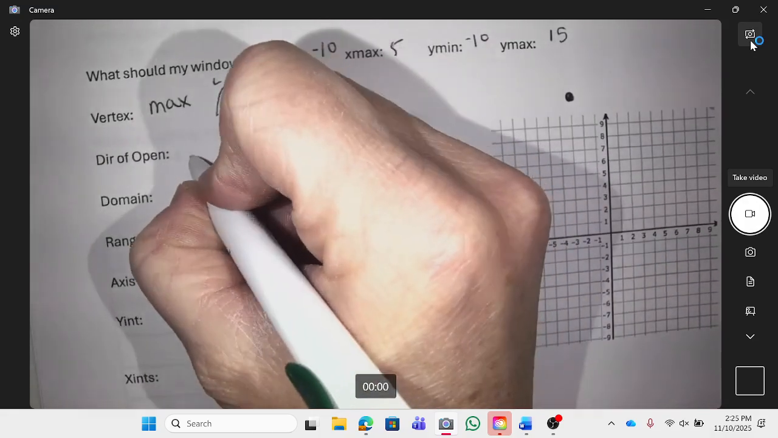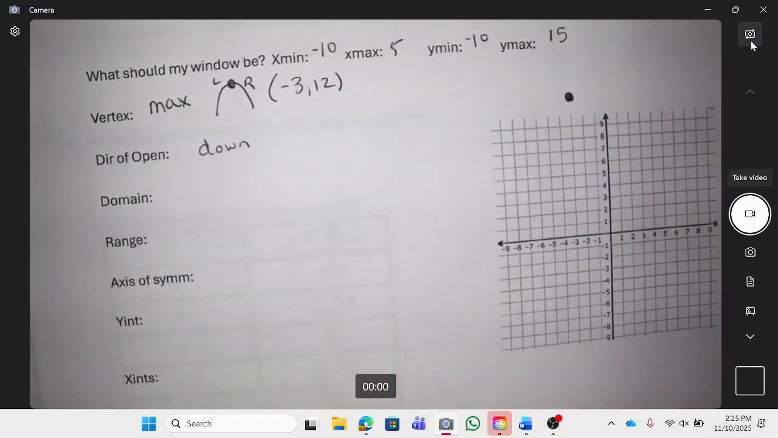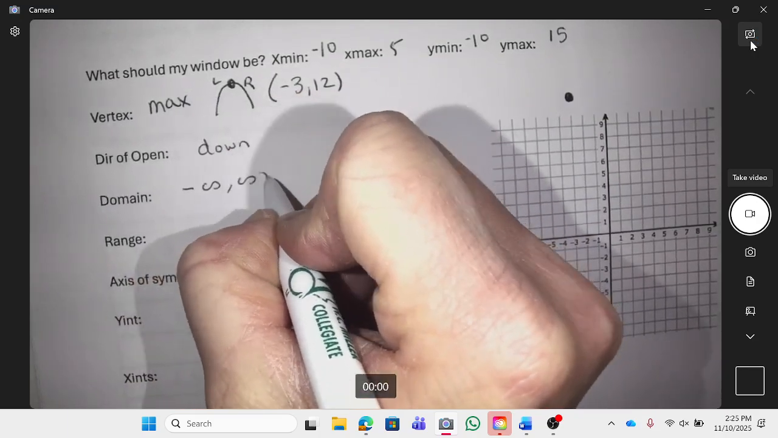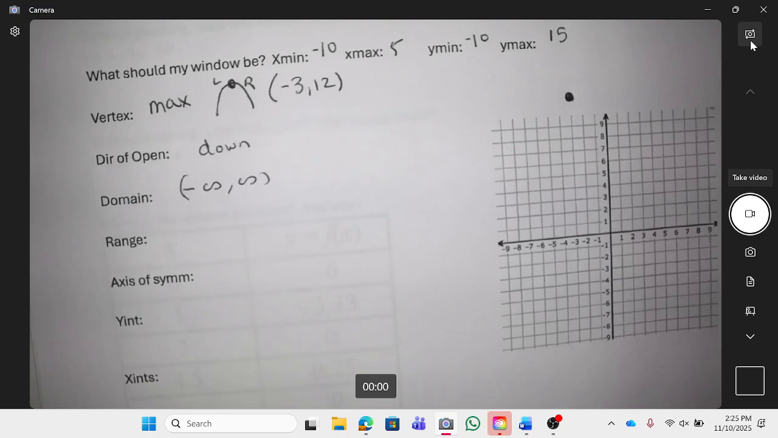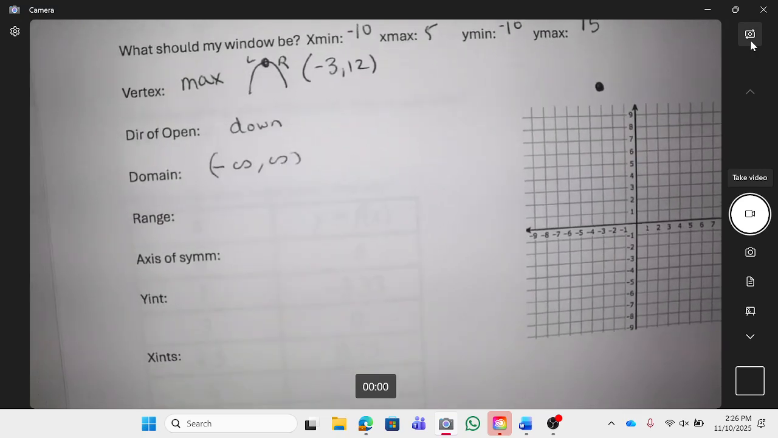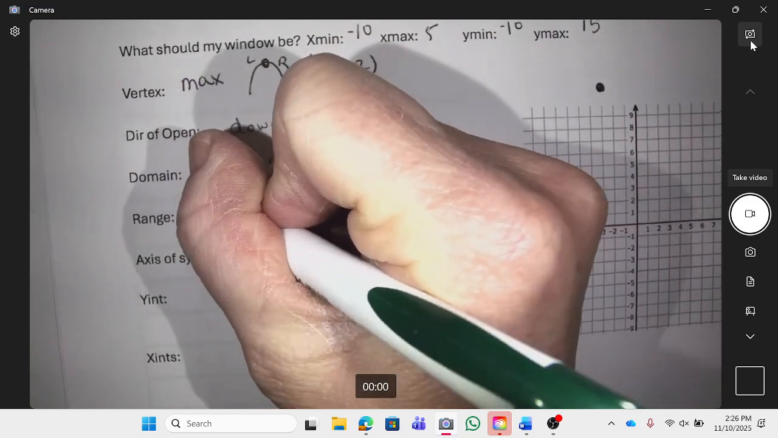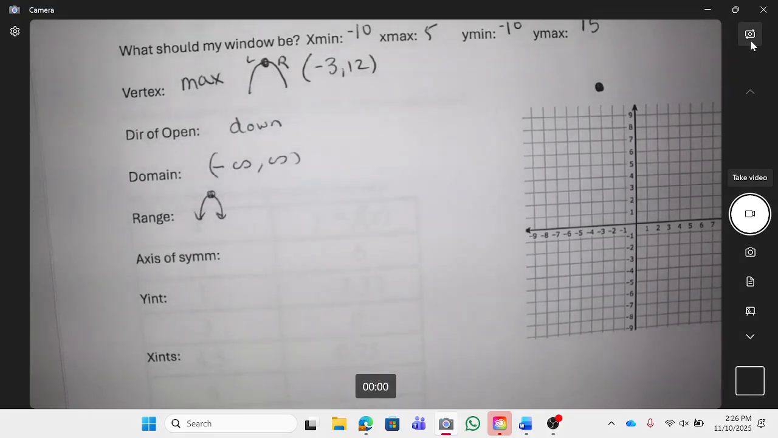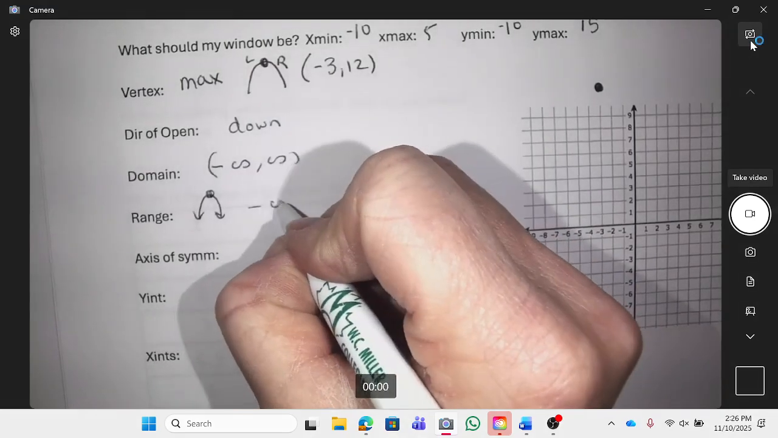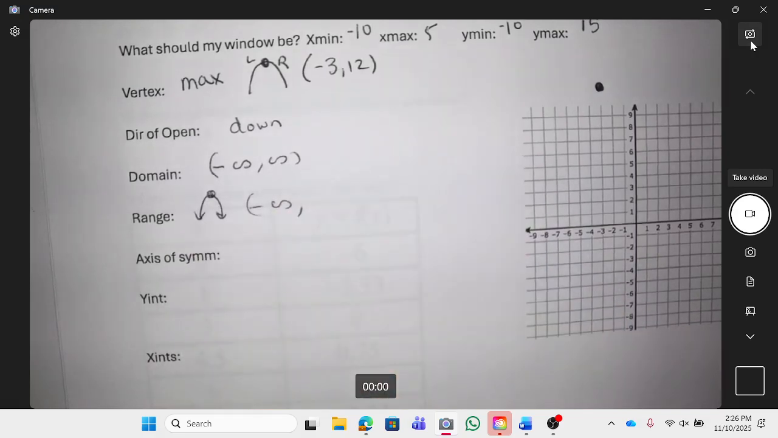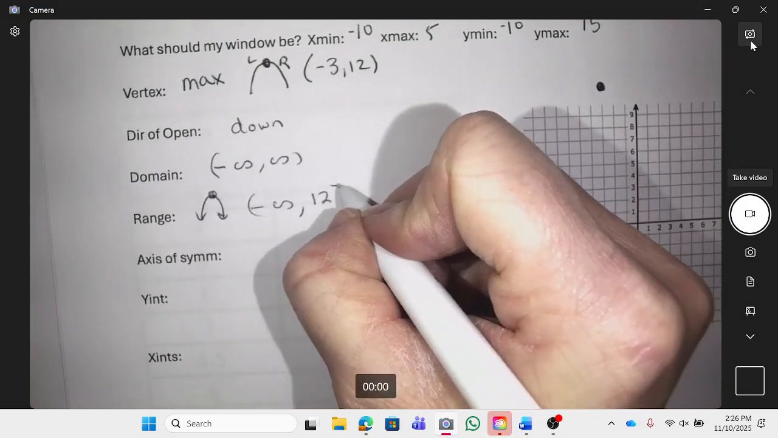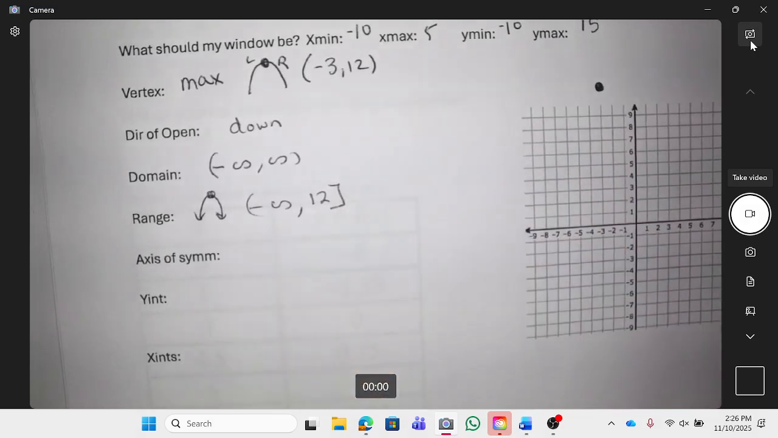Direction of opening, it opens down. Okay, it got flipped, so it's opening downward. The domain is forever left and right. The range, you have to do it in a specific order because of its direction. So the low is down forever. And the highest is a specific height it reaches and stops at that height, which is 12 square bracket, exactly, precisely 12, like it hits 12.